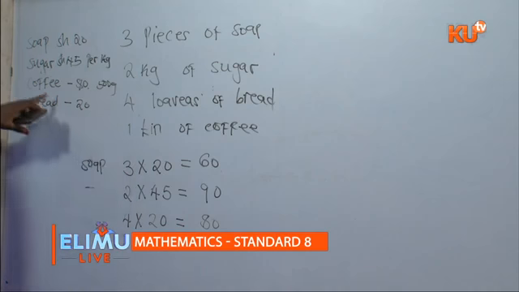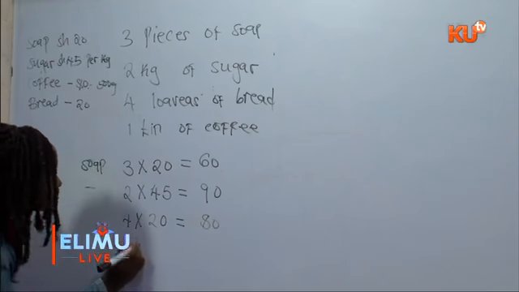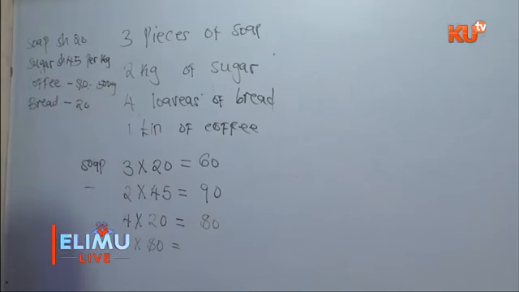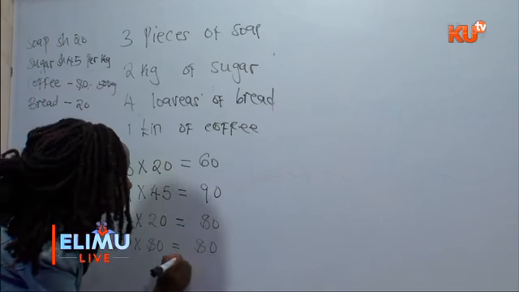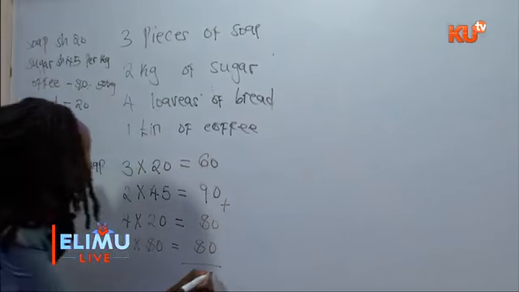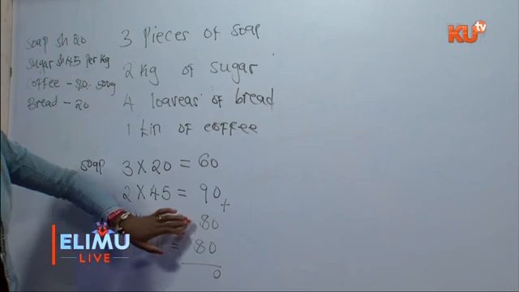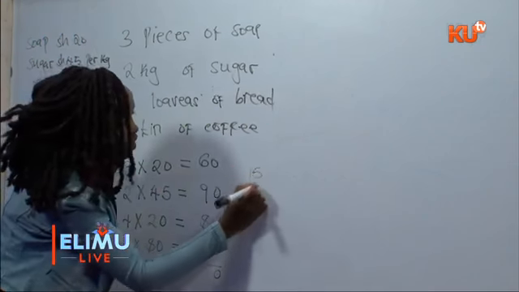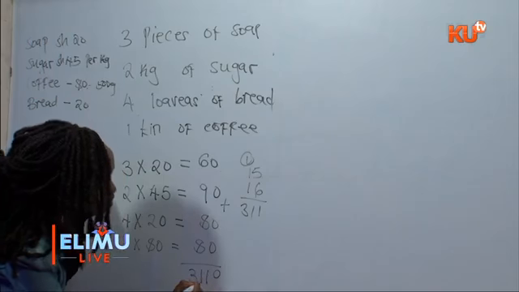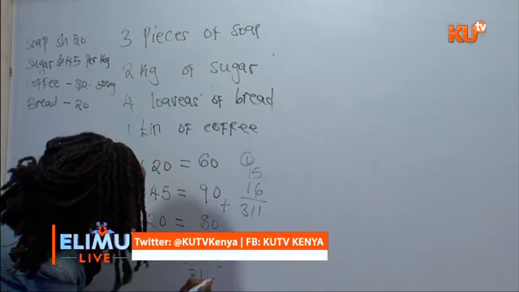Then 1 tin of coffee, a tin costed 80 shillings per 500 grams, and he bought 1. So it is going to be 1 times, that is the number of tins, times the cost of 1 tin, which is 80 shillings. So 1 times 80, we get 80. So from there now we add, we get the total cost. So when we add here, we are going to get 0. 9 plus 6, we get 15. 15 plus 1, we get 16, 1, 31. 310 is the total cost of the items.